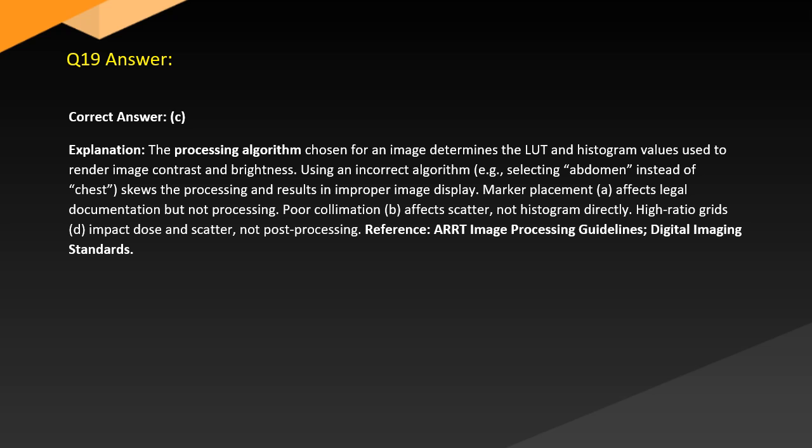Answer. Correct answer: C. Explanation. The processing algorithm chosen for an image determines the LUT and histogram values used to render image contrast and brightness. Using an incorrect algorithm, e.g. selecting abdomen instead of chest, skews the processing and results in improper image display. Marker placement, A, affects legal documentation but not processing. Poor collimation, B, affects scatter, not histogram directly. High ratio grids, D, impact dose and scatter, not post-processing. Reference: image processing guidelines, digital imaging standards.